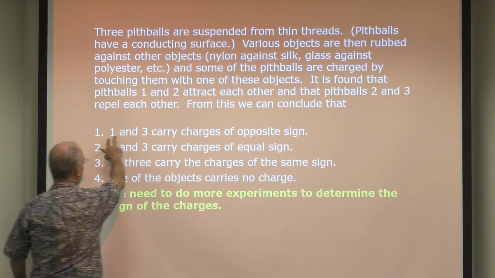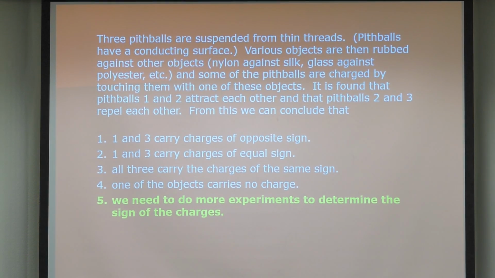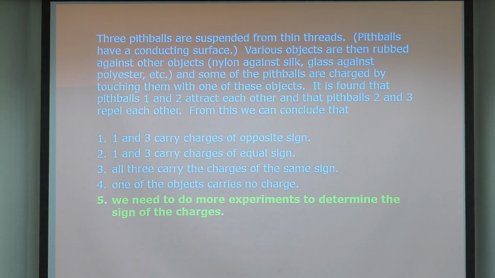Let's look at it. 1 and 3 carry opposite charge? Well, not necessarily, because that can be neutral, right? So that's wrong. 1 and 3 carry charges of equal sign? No. All 3 carry charges of the same sign? No. One of the charges carries no charge? Well, maybe, but not necessarily. All right, so it has to be 5.